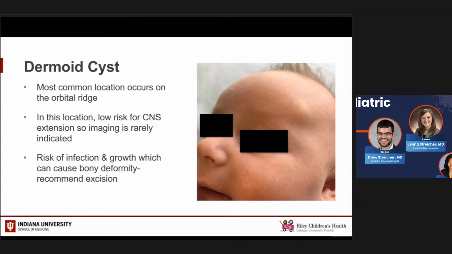And I teach our dermatology residents and pediatric dermatology fellows that we don't actually have to be concerned. Usually when they are located over on the orbital ridge, they do push on the cranium, on the bone, but they don't usually have any issues with extension. So we actually don't image these.